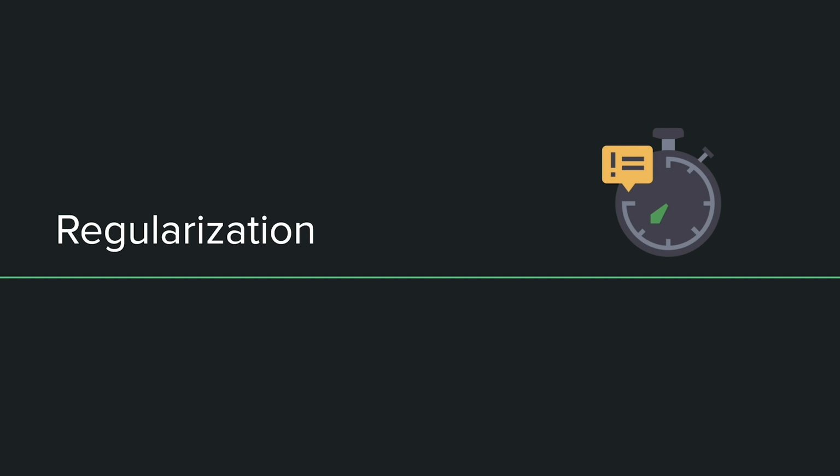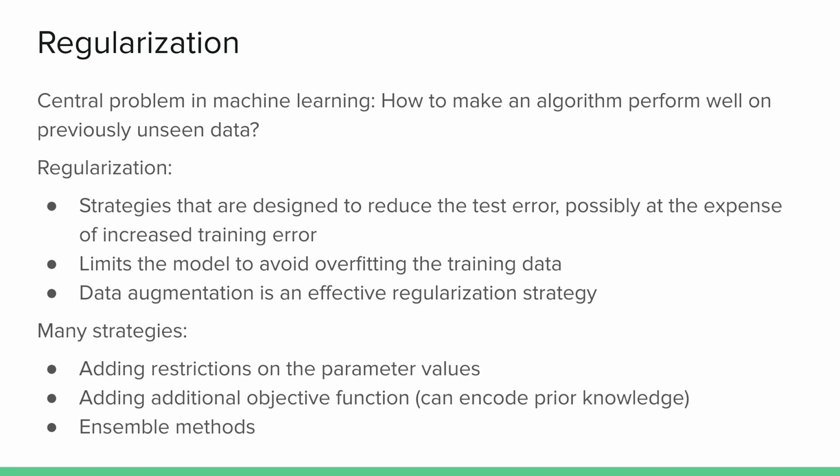Coming to the next topic, where you now bind your shoelaces, regularization. The central problem in machine learning is how to make an algorithm perform well on previously unseen data. We don't necessarily want the network to perform exceptionally well on the training data. We want it to work well on the test set and when we perform inference on new unseen data. Regularization is one technique that can help us achieve this more efficiently. Regularization is a set of strategies that are designed to reduce the test error, potentially at the risk of ending up with a higher training error.